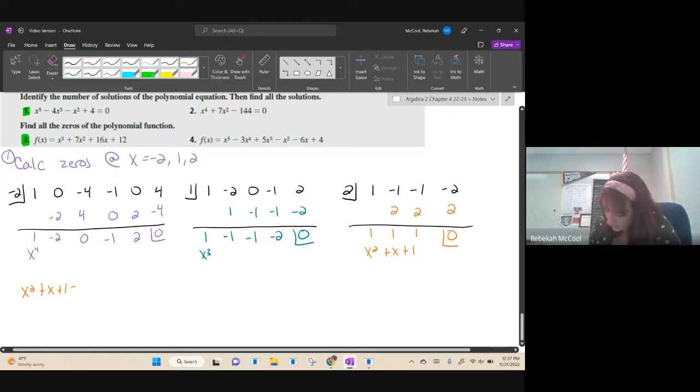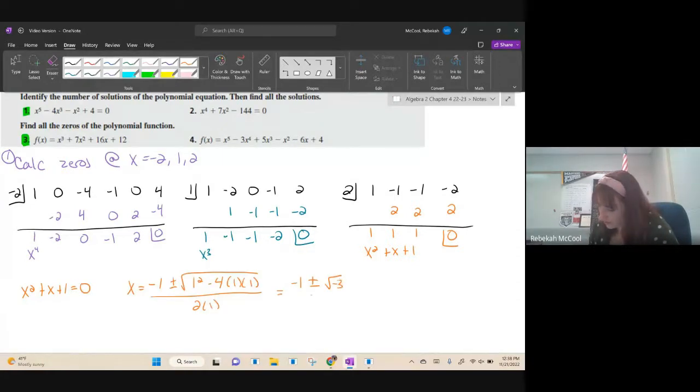x is -b, so -1, plus or minus the square root of b squared, that's 1, minus 4 times a, which is 1, times c, which is 1, all over 2a, so 2 times 1. All right, our discriminant, the stuff under the root: 1 squared is 1, minus 4 times 1 times 1. So 1 minus 4 is going to get me -3 under the root. And so we can pull out the i from the negative, but 3 can't factor any further.